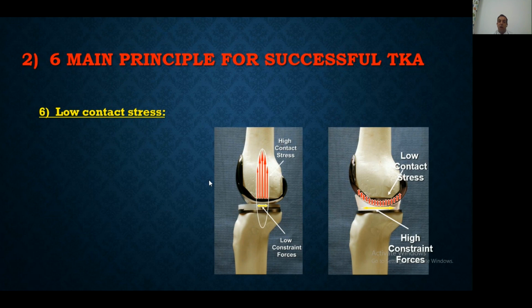You can see now a large area of contact. So when we have a large area of contact, we have low contact stress and we have high constraint forces. But in the picture on the left side, we have a low contact area with high contact stress. It means all the body weight is transmitted to the tibia through only this small contact area with low constraint forces.